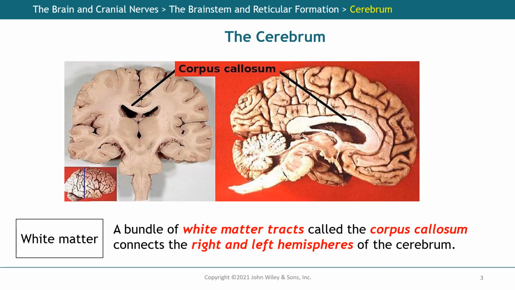Now we're going to talk about the corpus callosum. That is an example of bundles of white matter, and you can find it here above the ventricle. Those white matter tracts are connecting the right and the left hemisphere. So here you can see them connecting each one of those hemispheres.